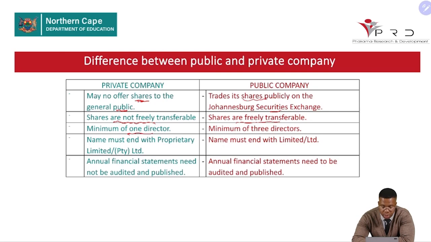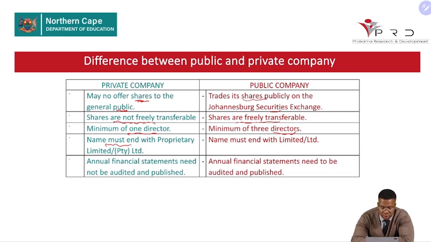And then a minimum of 1 director is needed for a private company, whereas a minimum of 3 directors are needed for a public company. And the name must end with proprietary limited for a private company, and for a public company the name must end with limited, which is Ltd.